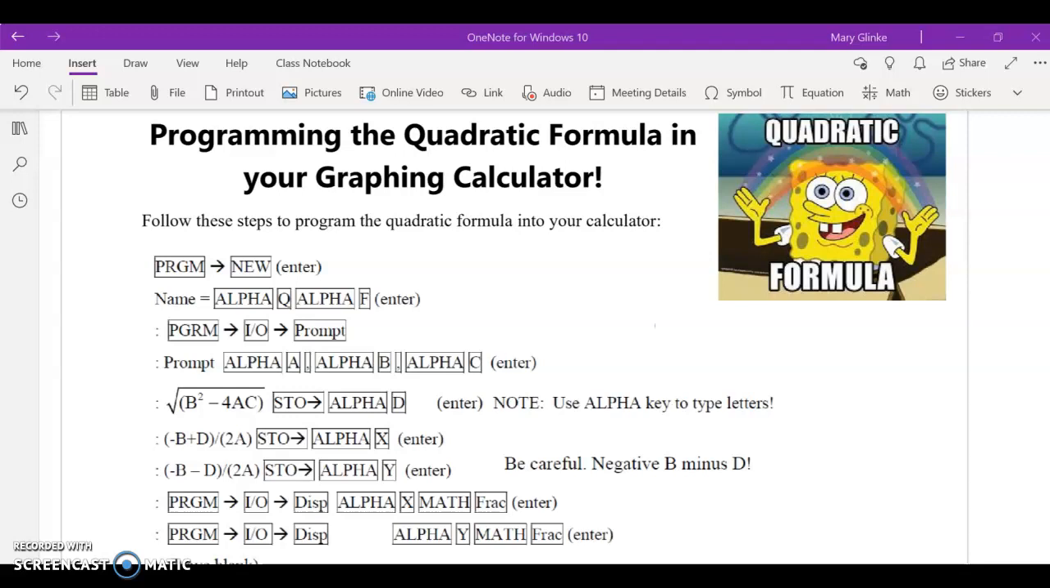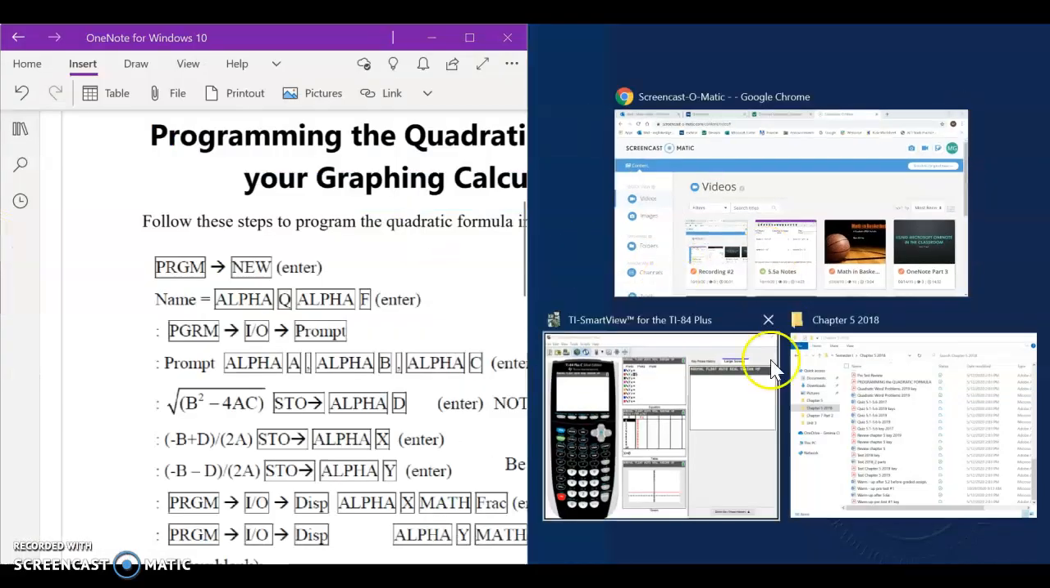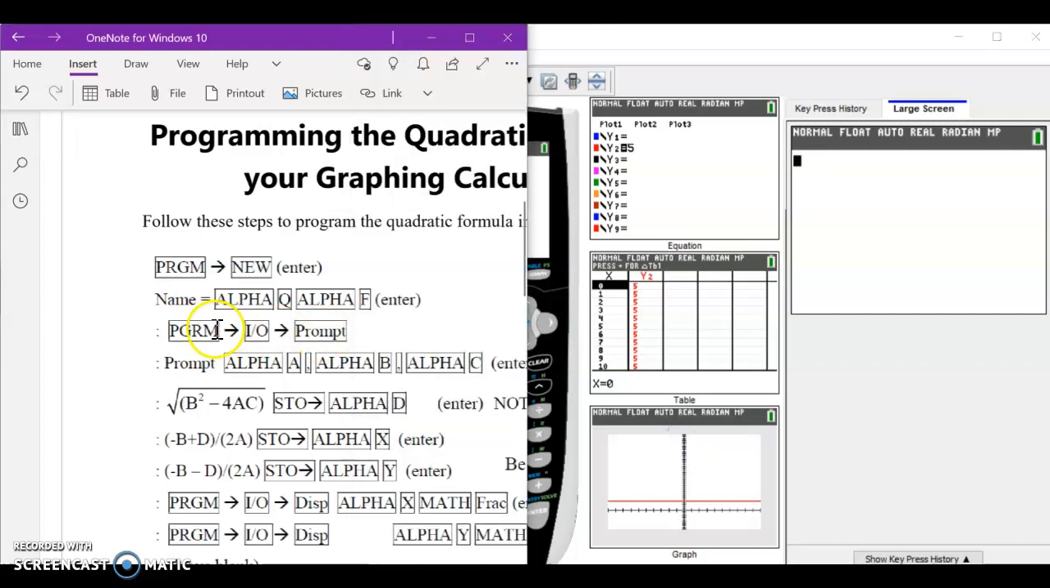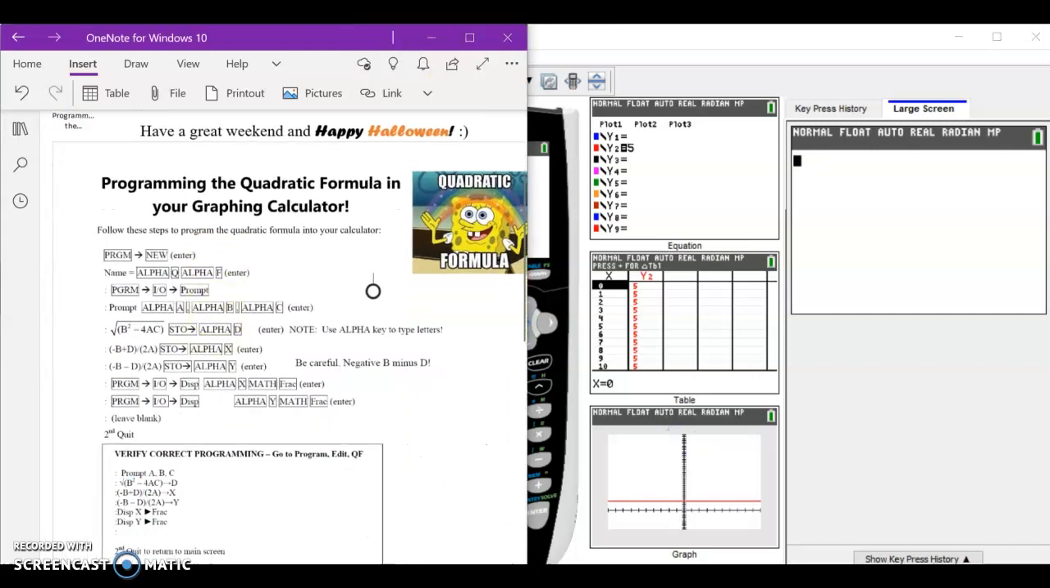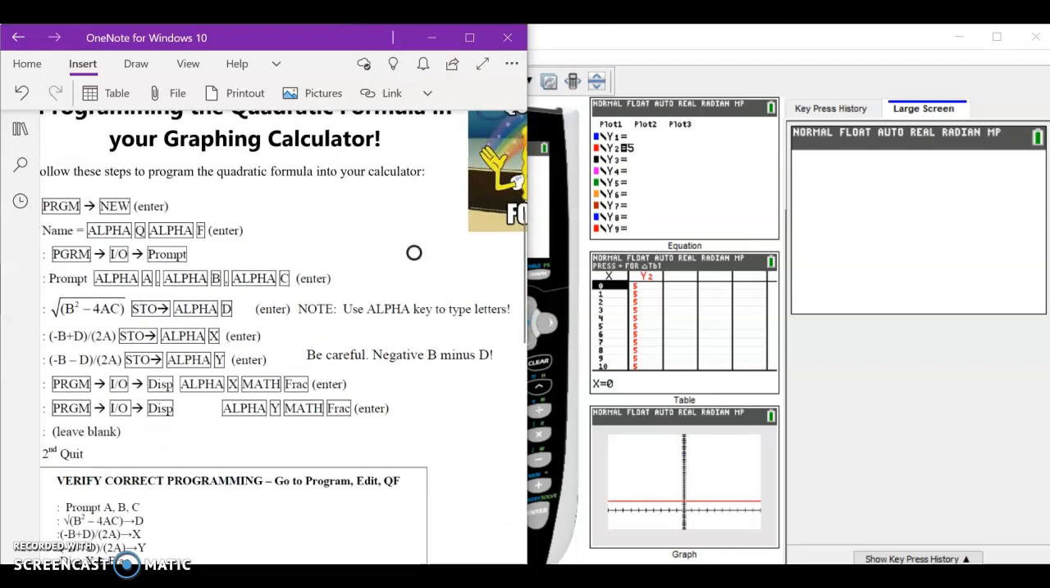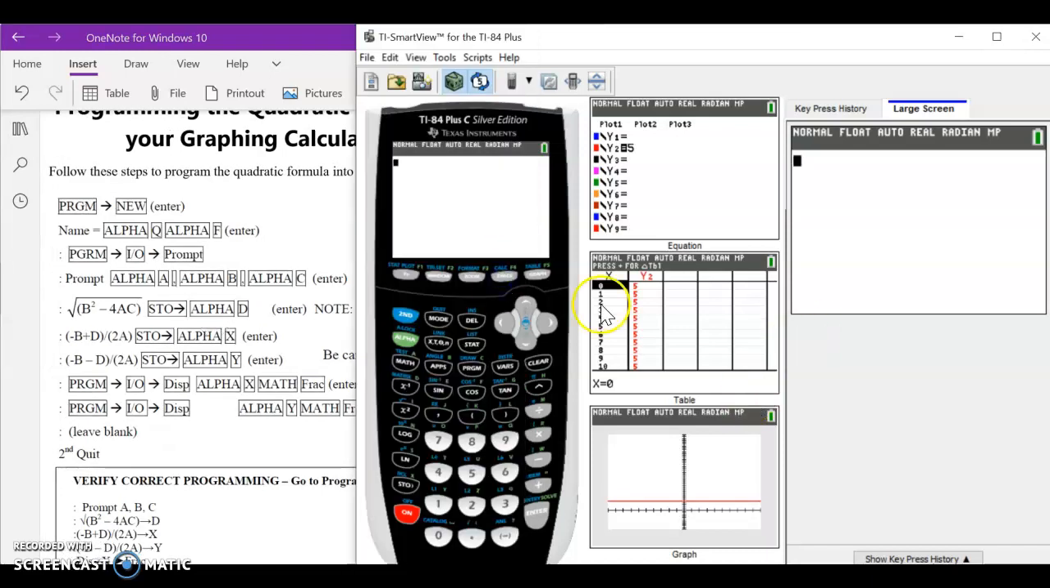Hello, today we're going to be programming the quadratic formula into our calculators. So if you would like to just follow these instructions and not listen to the video, that's totally fine. But if you do struggle with something, then you can come back to the video and see if it helps you out. Okay, so I'm going to pull up my calculator here so we could actually see all of the prompts and everything. And so we are just going to follow all of these steps here to program it.